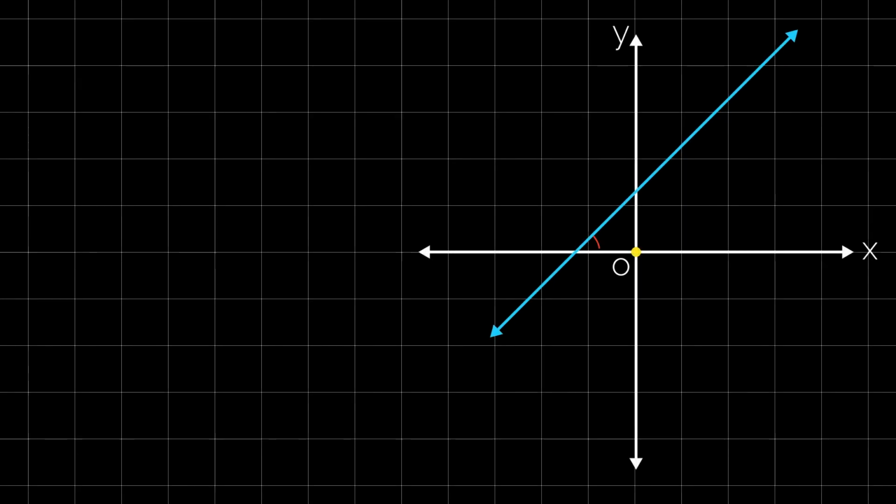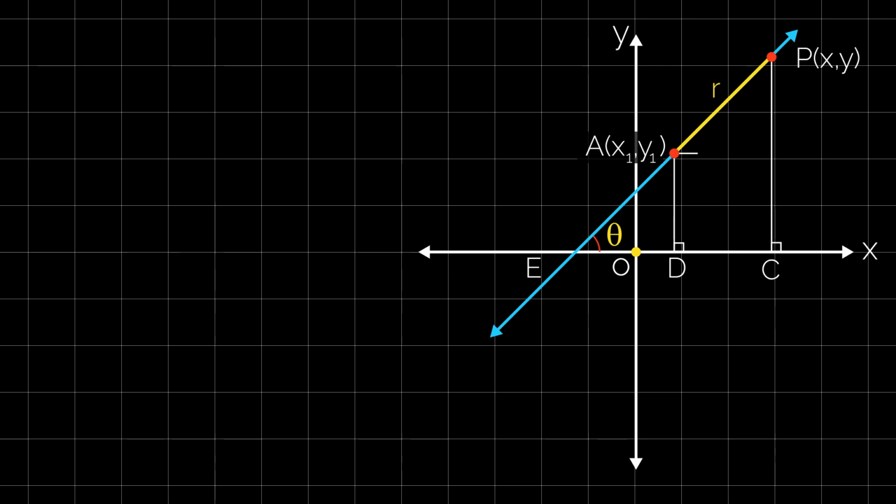Let a line make an angle theta with the positive x-axis, so m equals tan theta. Let A be any given point on this line and P be any other point on this line which is at distance r from A. Draw PC and AD perpendicular to the x-axis. Also draw AB perpendicular to PC.